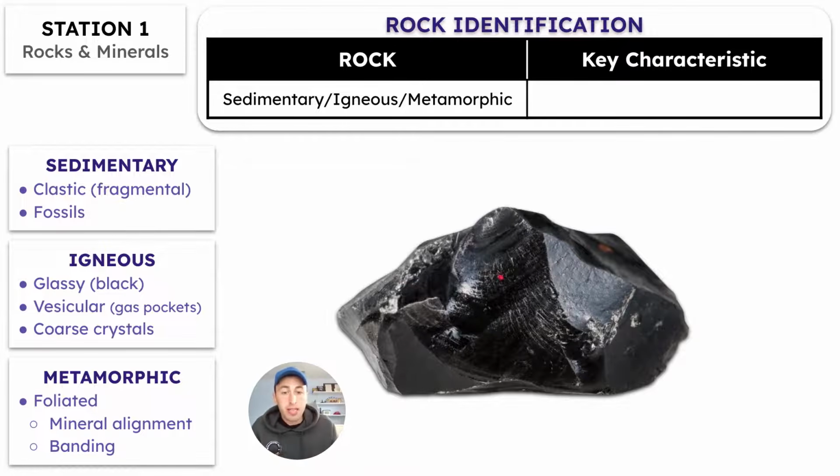So here is a rock that you'll be given, and you have to identify is it sedimentary, igneous, or metamorphic, and then describe the characteristic that told you that it was sedimentary, igneous, or metamorphic. This is going to be igneous because, again, it's glassy. The crystals didn't have time to form. This is glassy texture. So that would be a characteristic that has glassy. It's a black texture. So therefore, it is an igneous rock.